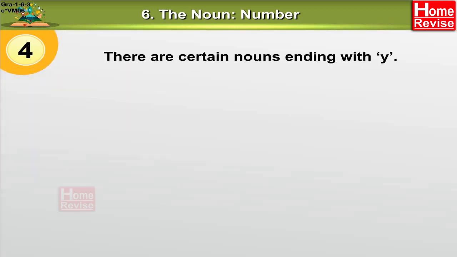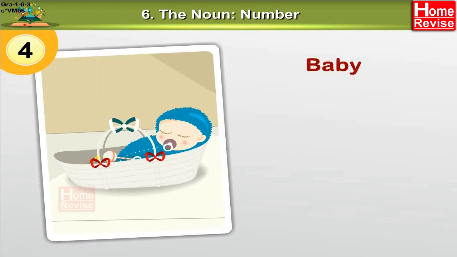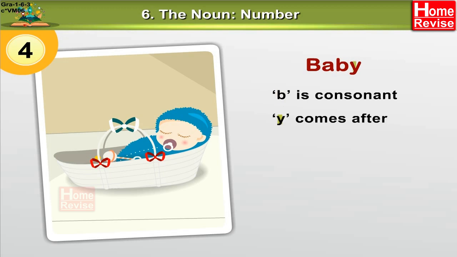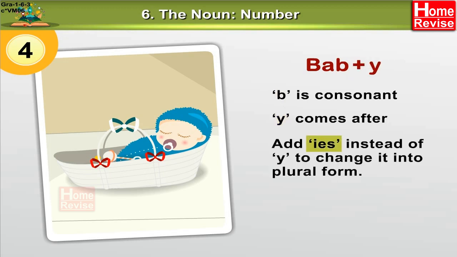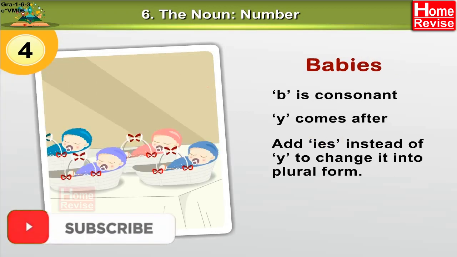Fourth, children, there are certain nouns which end with a y. While making plural forms, a consonant plus y changes into ies. For example, see the word baby. In this word, b is consonant and y comes after it. So we should add ies instead of y to change it into plural form babies.